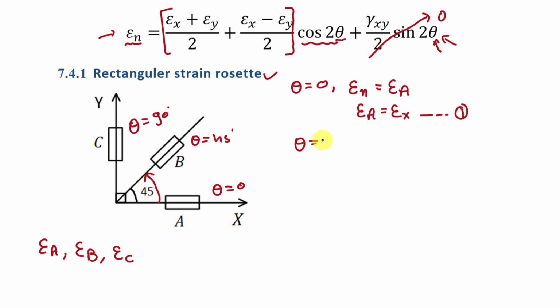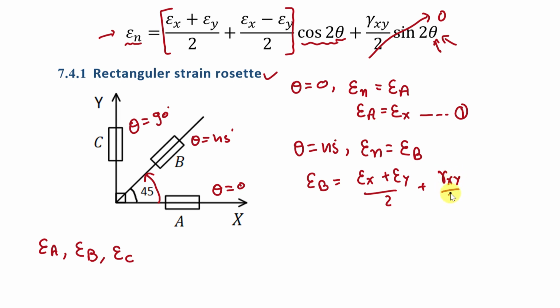Now if you put theta equal to 45 degrees, we know that at a 45 degree angle the value of epsilon n is epsilon b. So we can write that at theta equal to 45 degrees epsilon n is equal to epsilon b. So here you have to put epsilon n equal to epsilon b and theta equal to 45 degrees. Then you will get another equation, and that is epsilon b is equal to epsilon x plus epsilon y divided by 2 plus gamma xy by 2. So here we have this second equation, and we know that at an angle of theta equal to 90 degrees, the value of epsilon n is equal to the value of epsilon c. So we can write that at theta equal to 90 degrees, epsilon n is equal to epsilon c. If you put these values in this equation, then you will get epsilon c is equal to epsilon y.